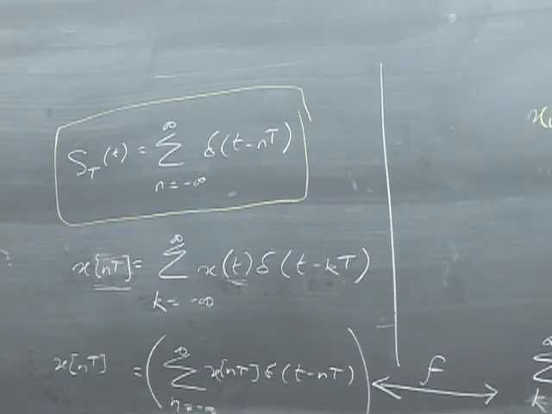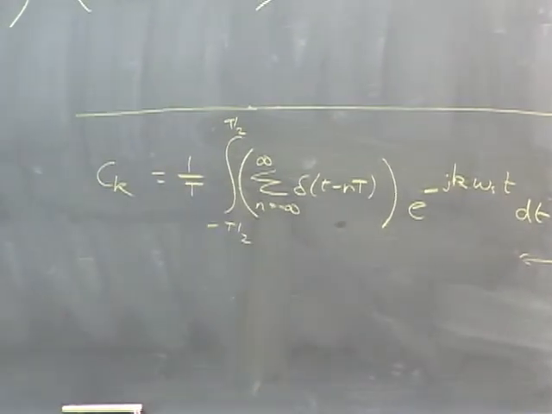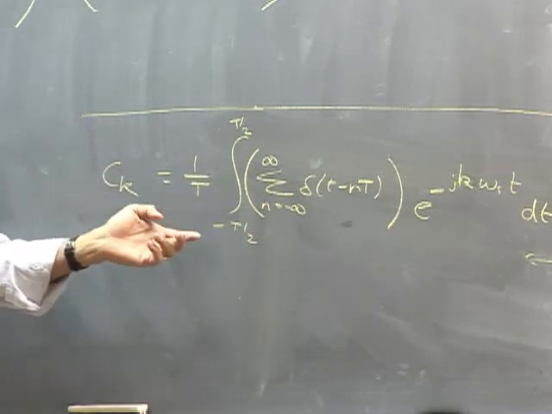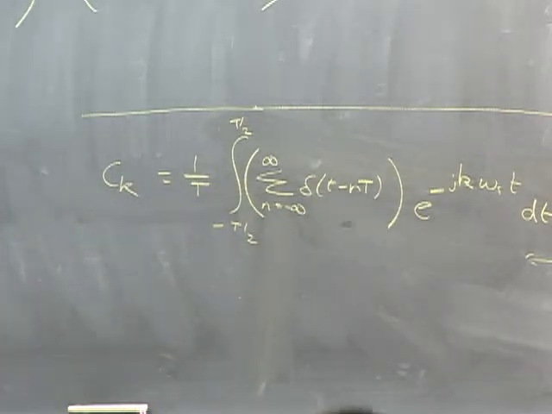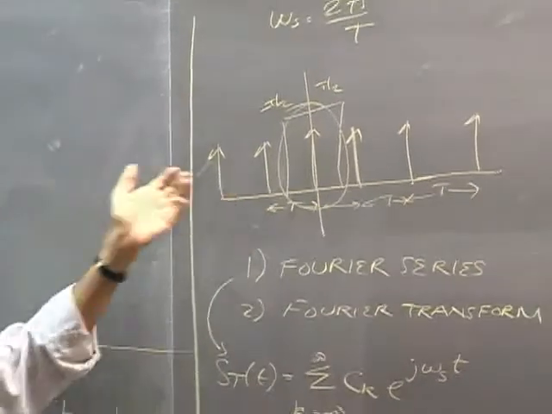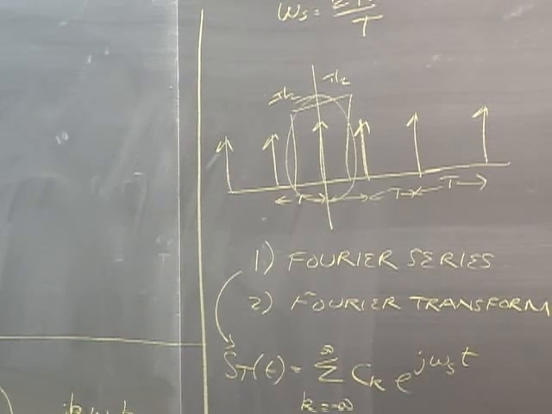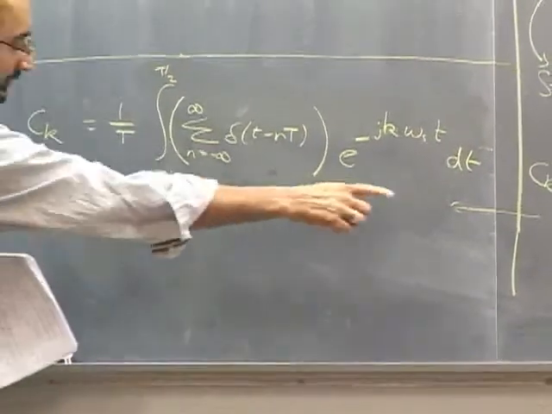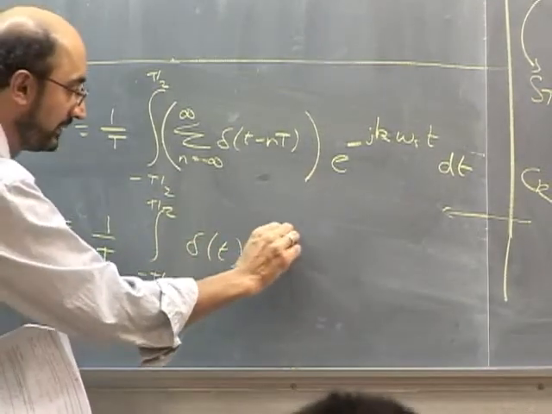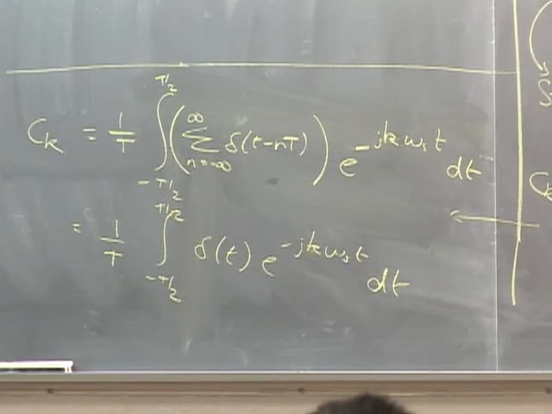Now, the interesting part is that in this particular range, because the range is minus T over 2 to T over 2, the only delta we care about is the delta at 0, because at all the other values it's not even in the range. The range of integration is just this range over here. Even though it's an infinite train, I only have one value I care about, the delta at time t equals 0. And so the integral just becomes 1 over T integral from minus T over 2 to T over 2 of delta t e to the minus j k omega s t dt, because that's the only value that I care about in that range.